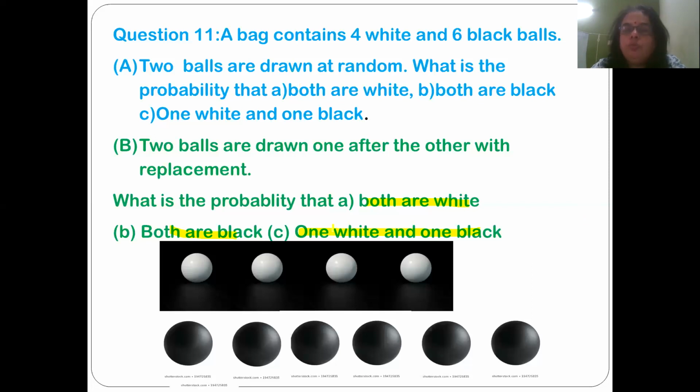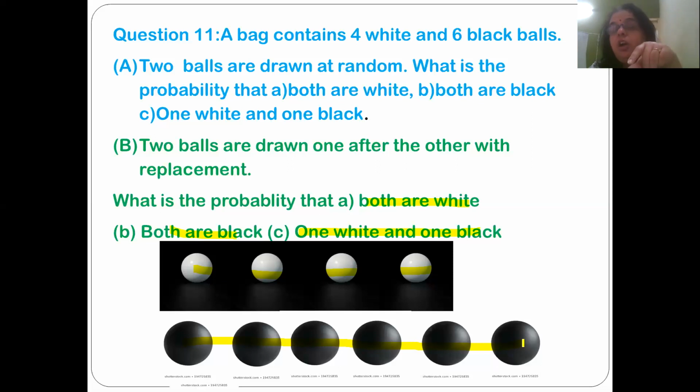It is important to know so that you do not make mistakes while solving. 2 balls are drawn at random. In this first case, there are 4 white balls and 6 black balls in a bag. You have to imagine that. You just shake the bag and then take 2 balls and note down the color. Case A is that. Case B, it is not.